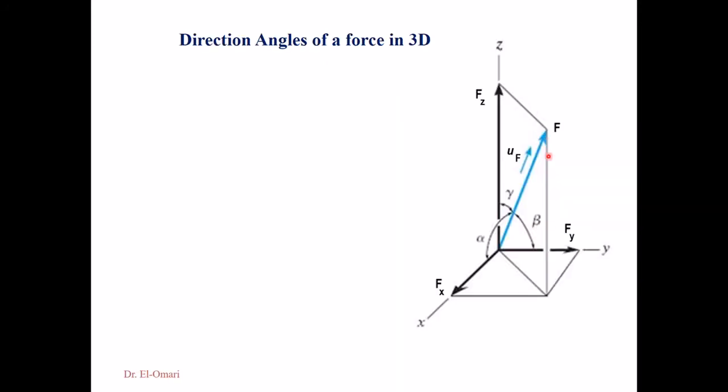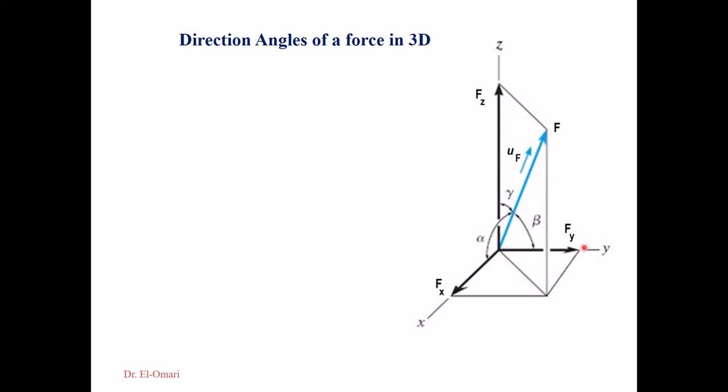A force can be represented by its direction angles, and these angles are nothing more but the angles formed between the main Cartesian axis and the vector itself. So we give the angle alpha that is formed between the x-axis and the force vector, beta between the y-axis and the force vector, and gamma between the z and the force vector. These angles are measured from the positive side, so it goes from 0 all the way to 180 degrees.